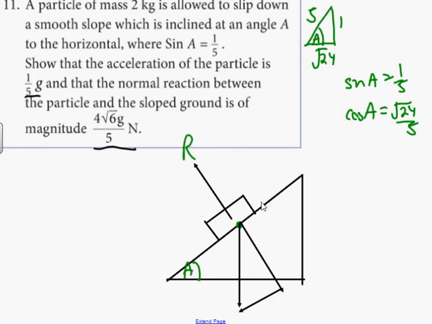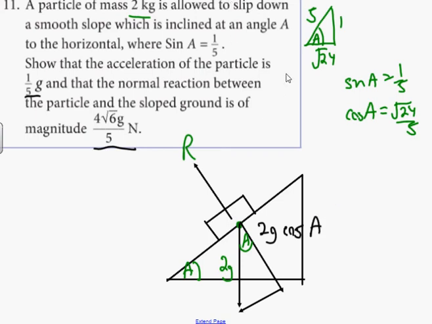So what is your weight for this one, guys? 2g, right? Because your weight is going directly down as 2g. This is angle A, same thing as the gravity triangle in projectiles. Then we've got to figure out what this one is. This is going to be 2g cos A.